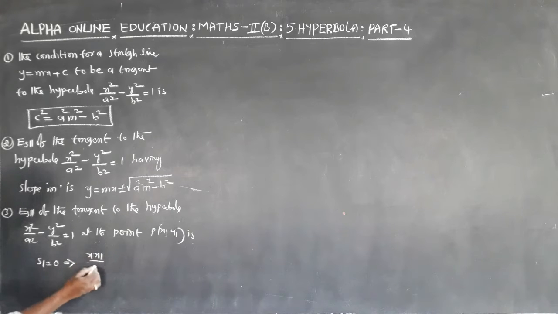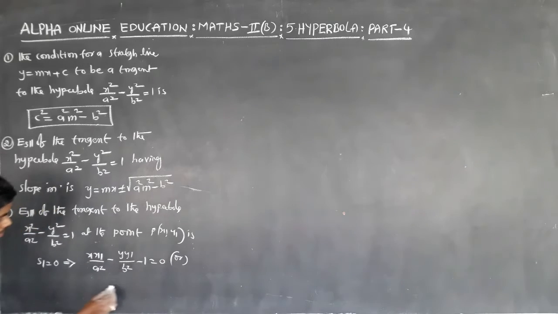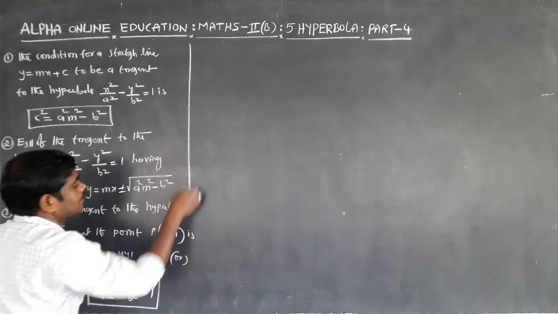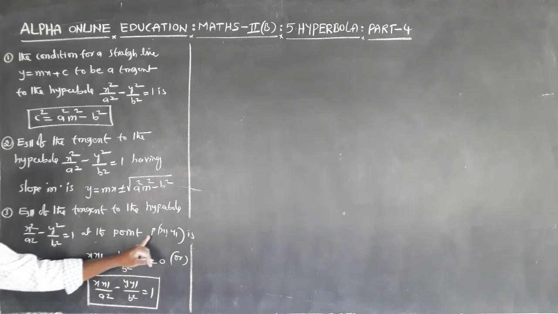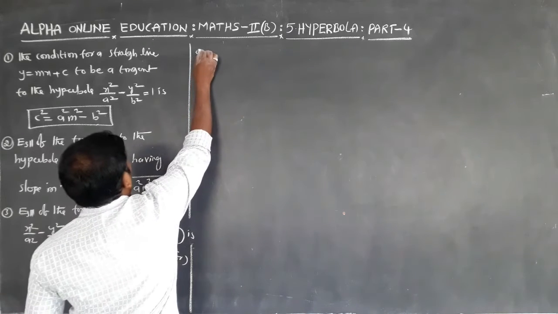S1 means x x1 by a square minus y y1 by b square minus 1 equal to 0, or x x1 by a square minus y y1 by b square equal to 1. This is the equation of the tangent. Equation of the tangent to the hyperbola x square by a square minus y square by b square equal to 1 at the point P of x1 y1 is x x1 by a square minus y y1 by b square equal to 1.